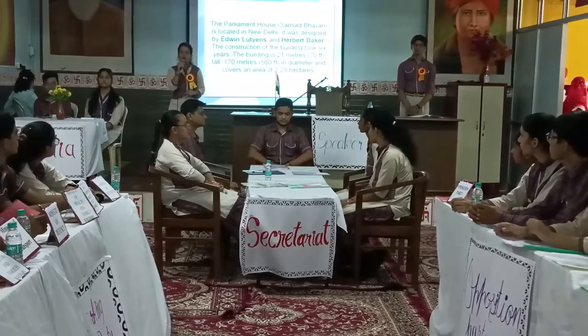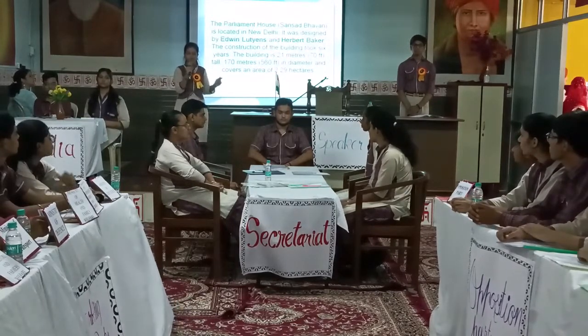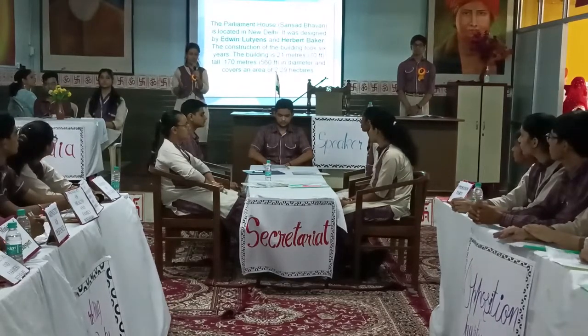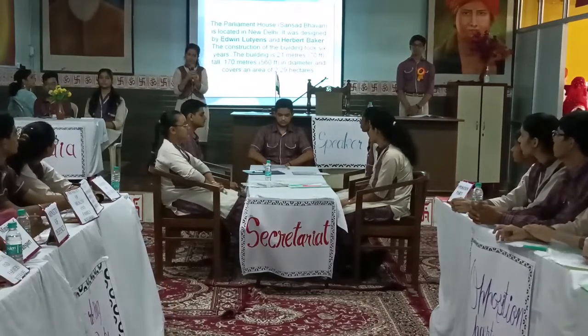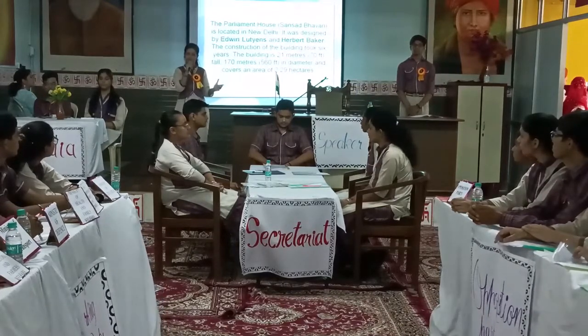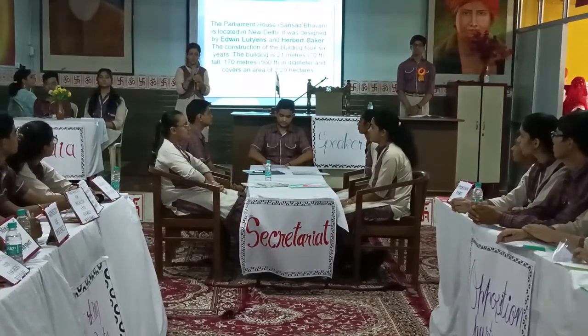The central hall of the building is circular in shape and has a dome of 30 meters in diameter. The central hall was originally used as a library, but nowadays it is used for conducting the joint meetings of both the houses and the address of the president during the amendment of the first session.